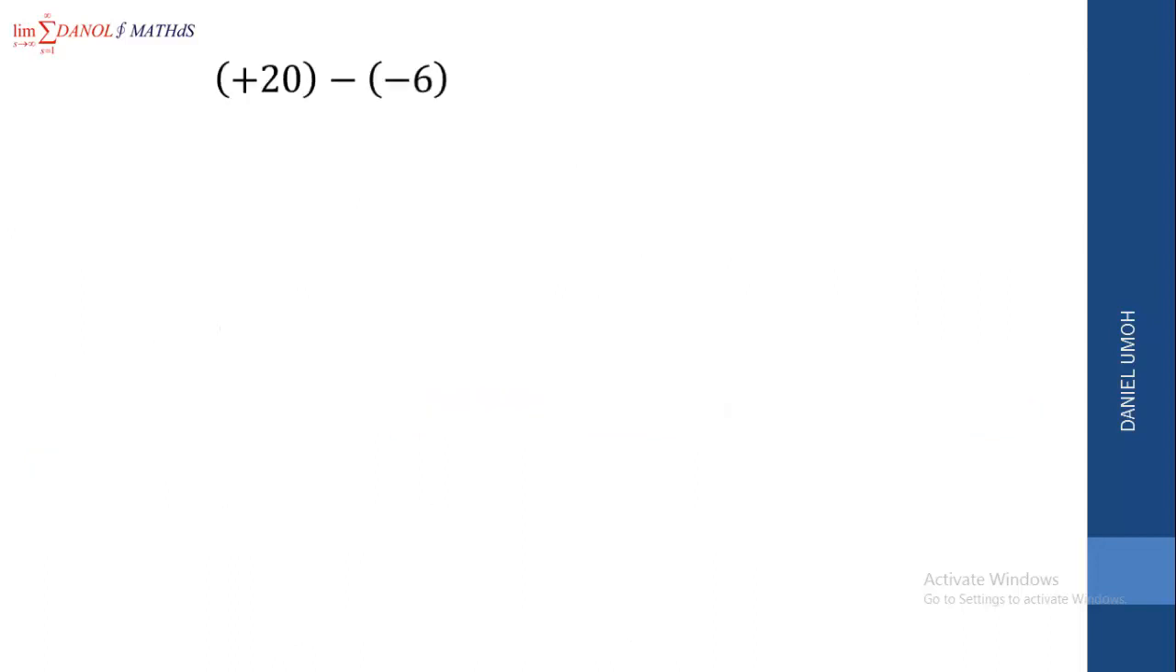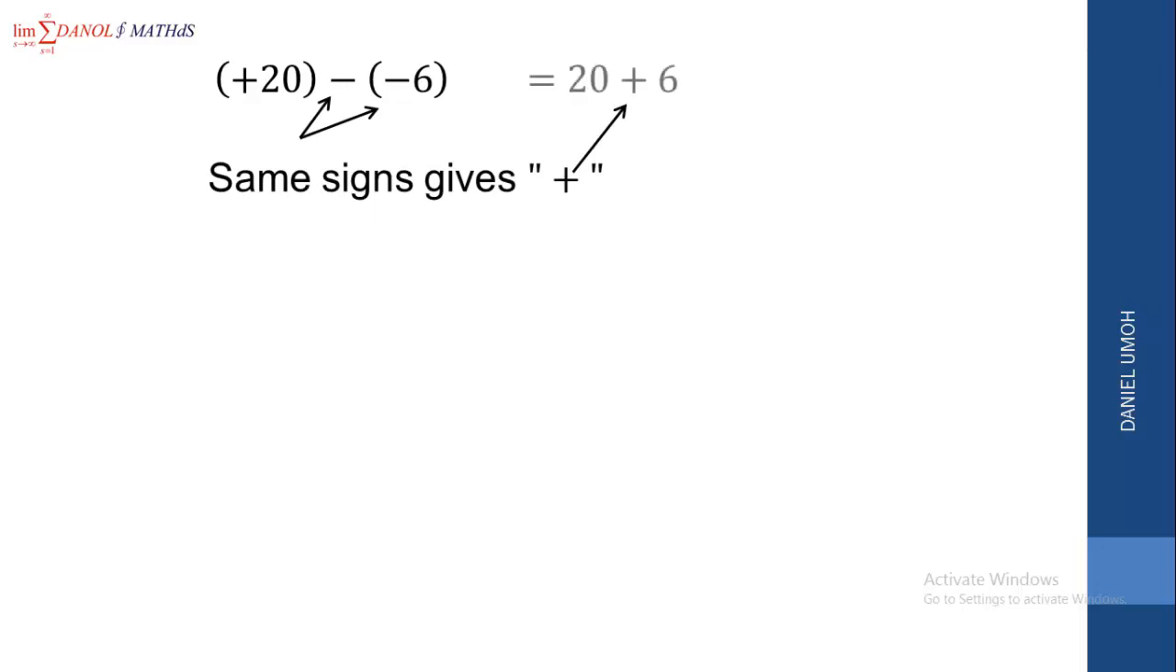Now look at this example. +20 -6. You can see that the minus sign and the minus are together. Whenever the same signs appear together, we replace it by a positive sign. So see what we mean. The same sign gives us a positive sign. So this now becomes 20 + 6. That minus and minus has changed to plus. Of course, you know that +20 is 20, right? So we now have 20 + 6, and that gives us 26.